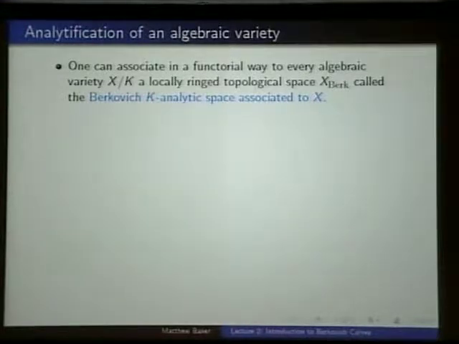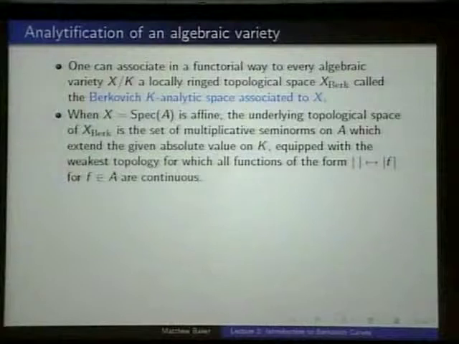But for algebraic varieties, it's not so much a loss of generality to think of the Berkovich space as a locally ringed space. And in the affine case, for an affine variety, you can just think of the multiplicative seminorms on the ring A, which extend the given absolute value on K, equipped with this same topology we've been dealing with.